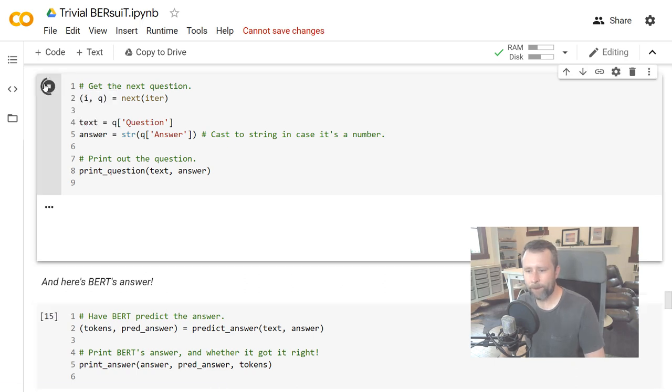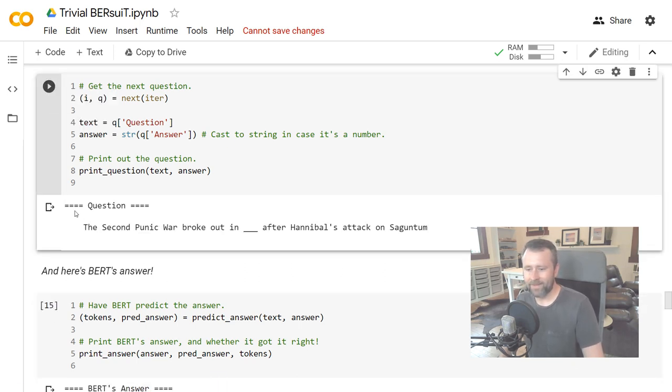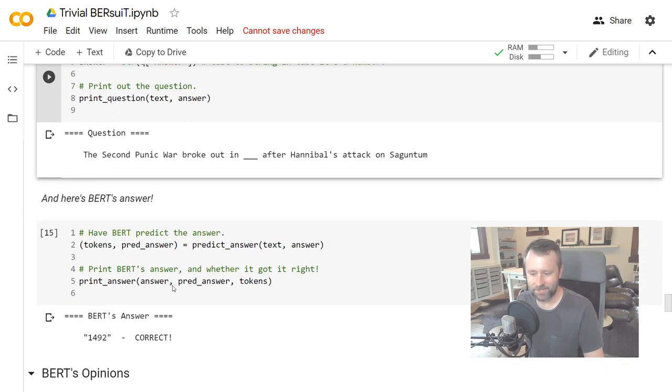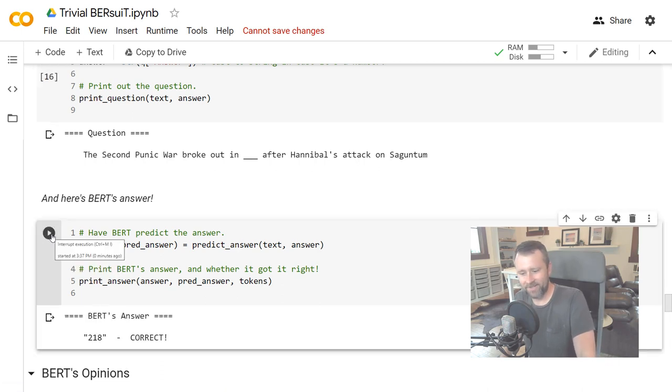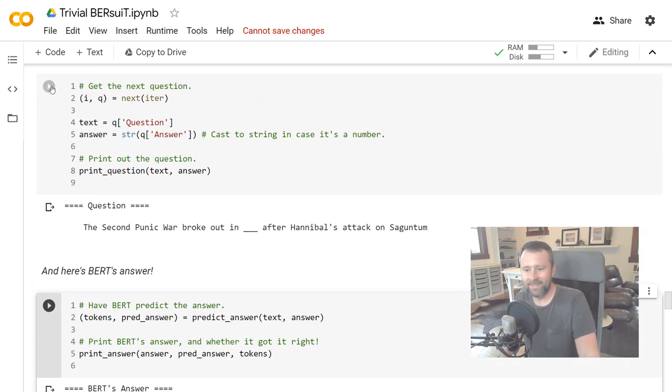Here we go. The Second Punic War broke out in blank after Hannibal's attack on Saguntum. Not sure. No idea. Let's see if BERT knows. Holy cow! Yes, it does. The Second Punic War apparently broke out in 218 AD. Wow. All right. Great. Next question.